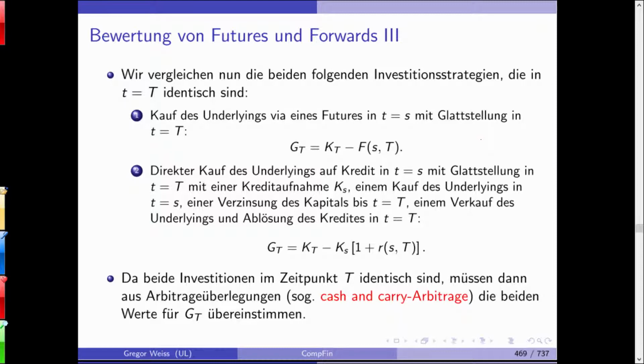Actually, it's not. We simply have to compare these two strategies. First strategy is buy the underlying via a future and settle it in T, capital T. So your profit or loss is spot price minus the future price or forward price. Second strategy is buy the underlying with a loan, settle it at maturity, and repay the loan. And you see that this is just the difference of the spot price at maturity minus the amount of money we need today times 1 plus this accumulated interest rate, or this average interest rate.